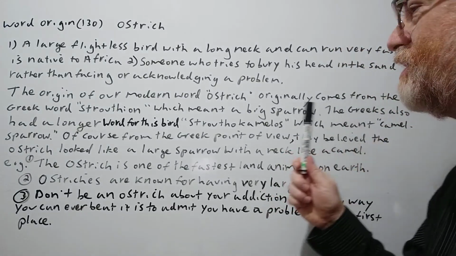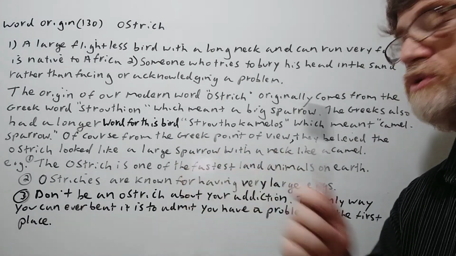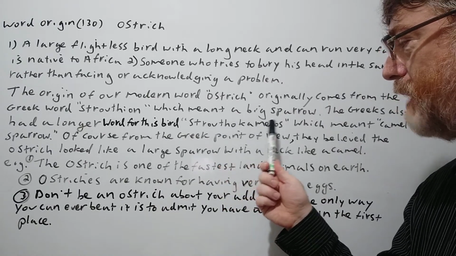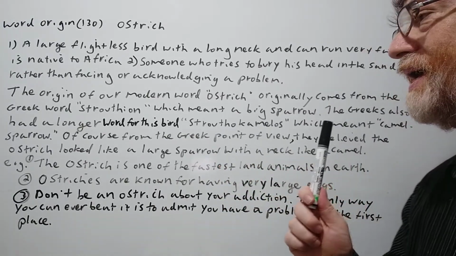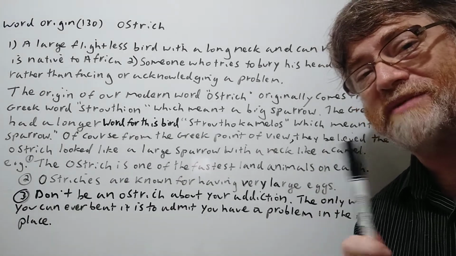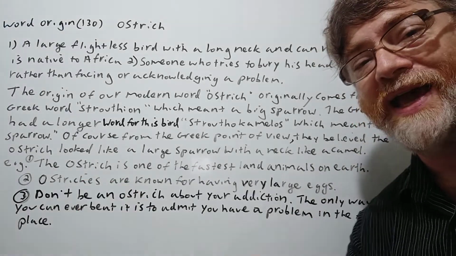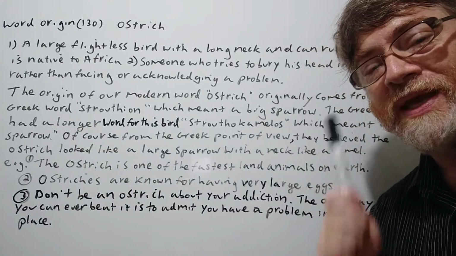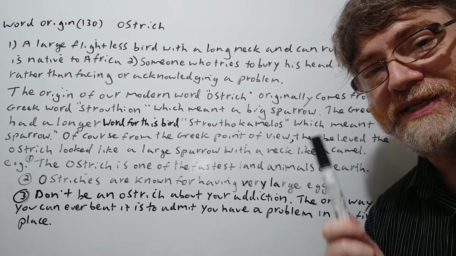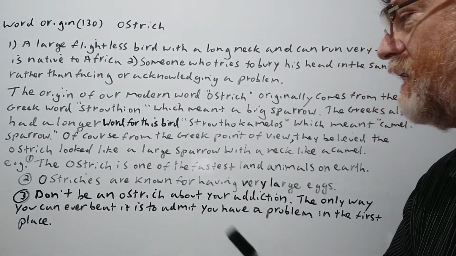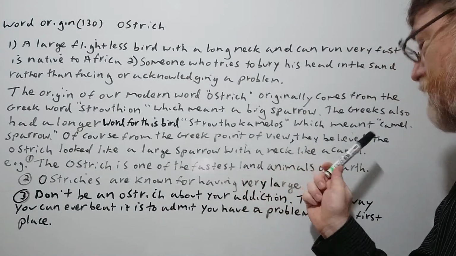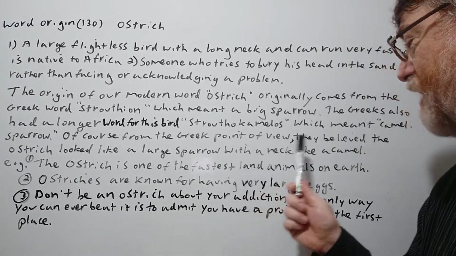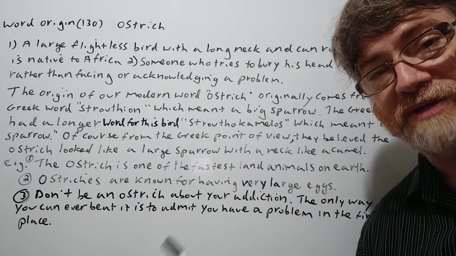Let's continue. The Greeks also had a longer word for this bird, Strauthios, which meant camel-sparrow. Now, the camel part actually makes sense because the ostrich does have a long neck. Camels generally have a long neck. Still not quite sure about the sparrow part, though, but the camel part seems very logical. Of course, from the Greek point of view, they believed the ostrich looked like a large sparrow with a neck like a camel. So that's why they called him that name.